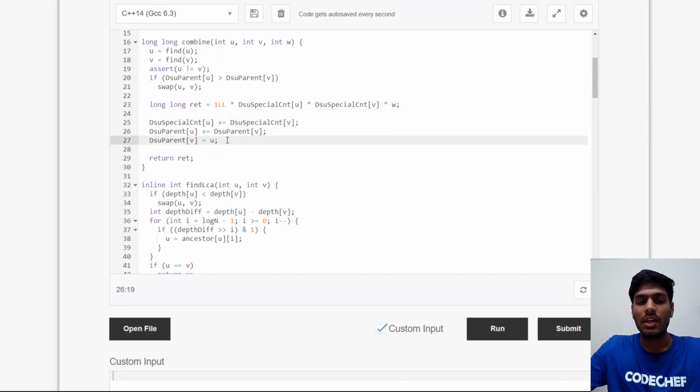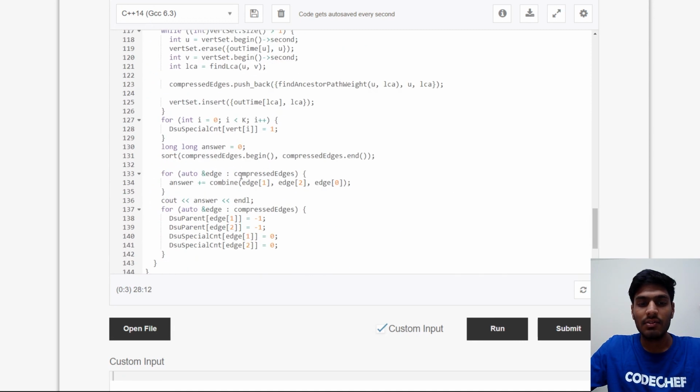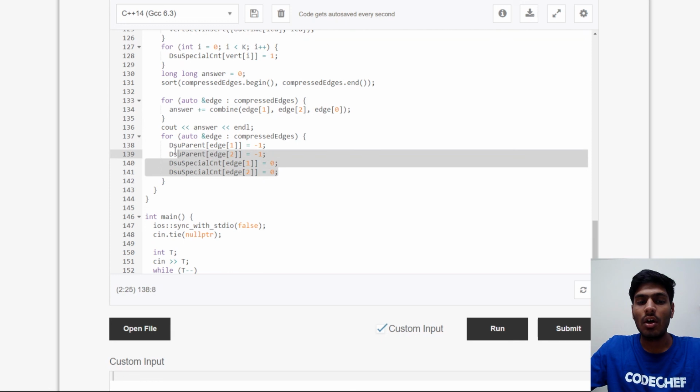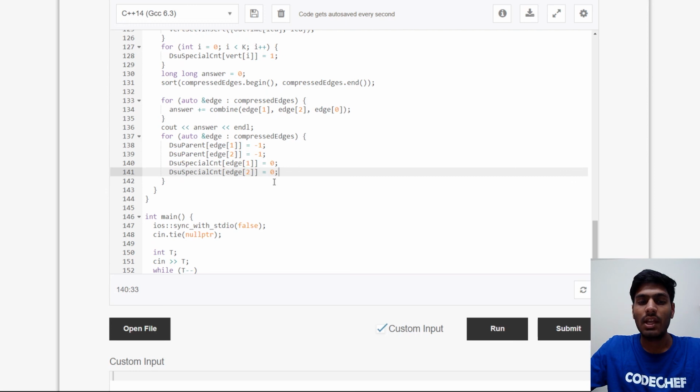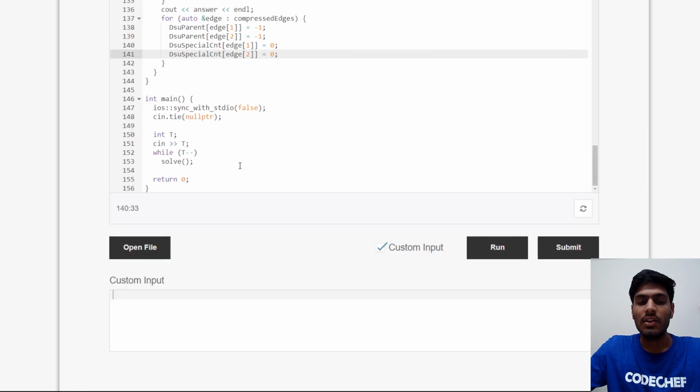So what we do is we merge the v set with the u set, and we increase the special count of the u set with what was there in the v set, and we finally return this value. This value then returned is added in the answer itself. We output the answer, and then we clear out all of the data locations we have used. These data locations will again be used in the next query. This way, we have solved our problem, and it is being done for each test case.